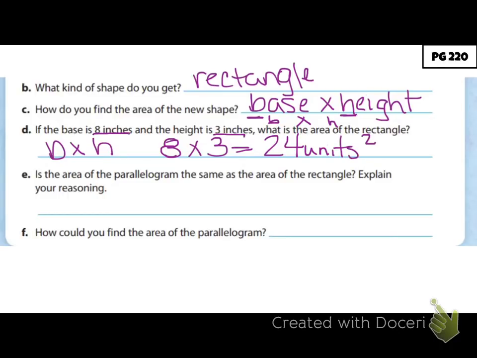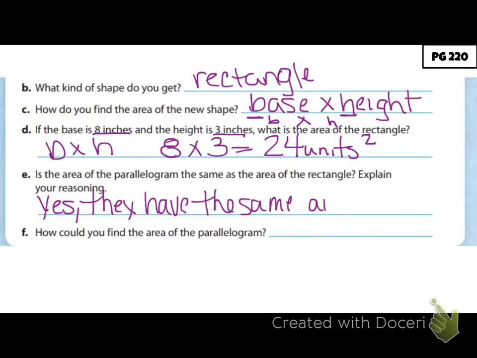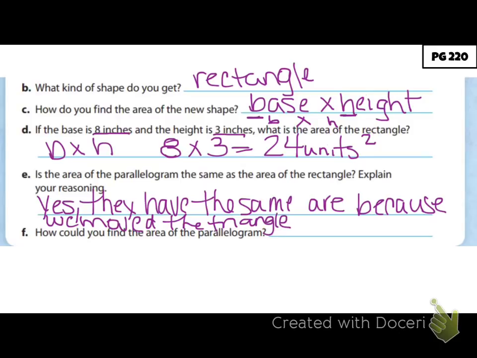E is the area of the parallelogram the same as the area of the rectangle? Explain your reasoning. Well, if we look back up at that picture in A, we would see we have the exact same area here because you're just taking part of the parallelogram and moving it to the other side. So yes, they have the same area, because we moved the triangle. They cover the same area.